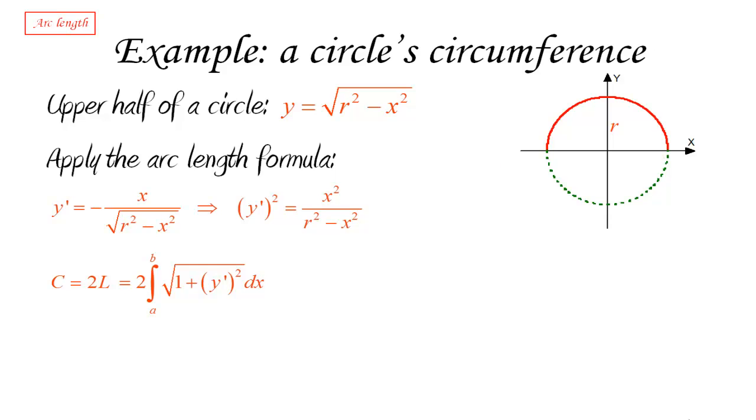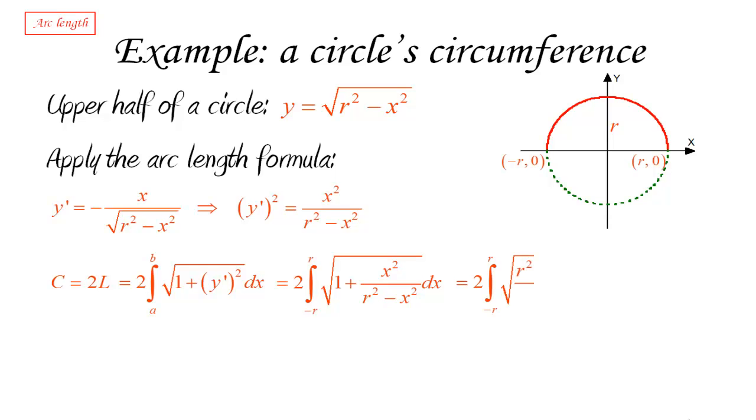Well, if we look at the circle, of course, the left point is going to be negative r, 0, the right point is going to be r, 0, which means that our integral is going to be twice the integral from negative r to r of the square root of 1 plus x squared over r squared minus x squared, which is the square of the derivative we found. From here on it is just basic algebra and antiderivatives.